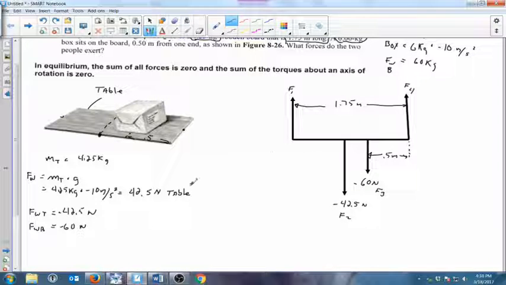Now let's put that last thing we know, that the distance of the table from the end is 1.75 divided by 2 meters.